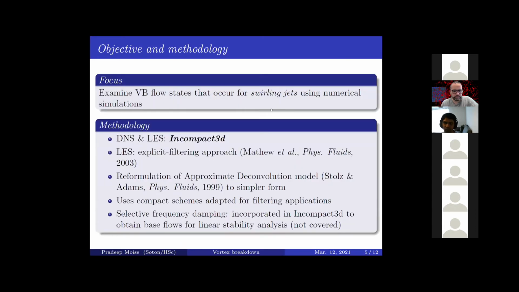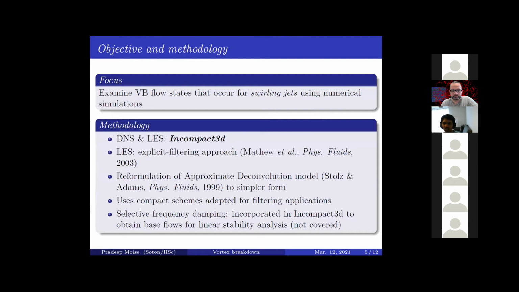And this form has not been studied much. It's actually never been simulated in full 3 dimensions before, or for turbulent conditions. And there are only a handful of experiments which actually identify this form. And since it occurs only for swirling jets, it serves as the motivation for our study on examining vortex breakdown phase states that occur for swirling jets.